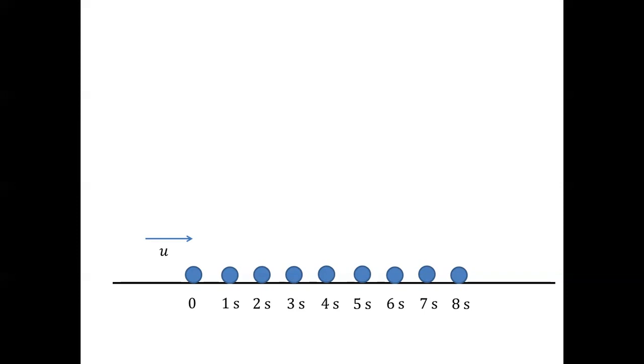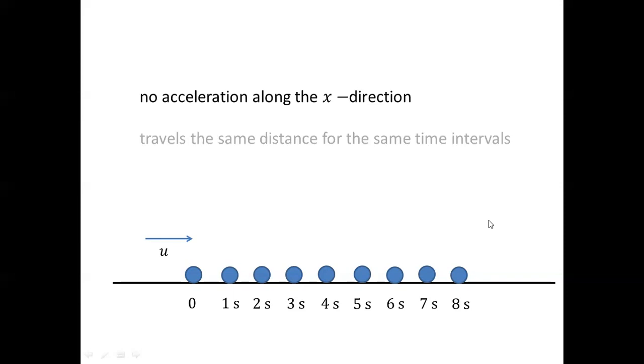This is the case because the acceleration due to gravity is not acting along the horizontal. This means that there's no acceleration along the x direction. And the initial velocity at this position will be equal to the final velocity of the object at this position.